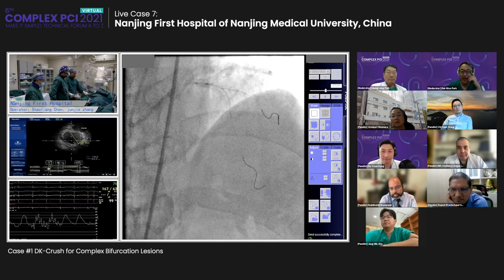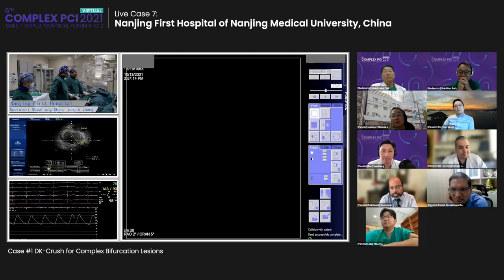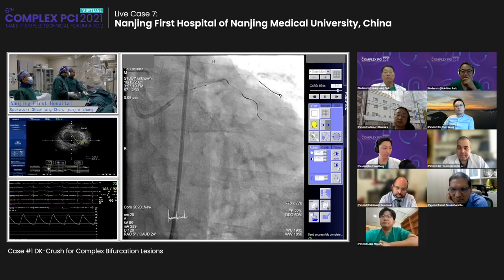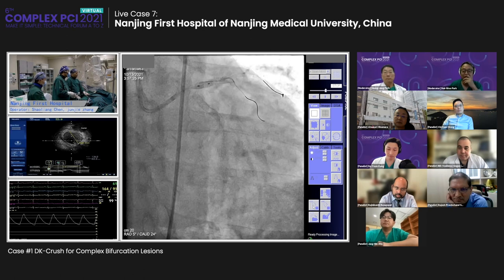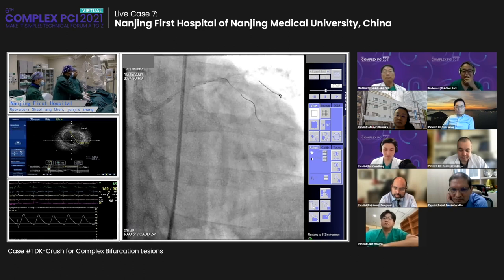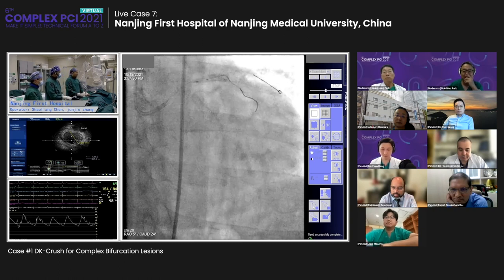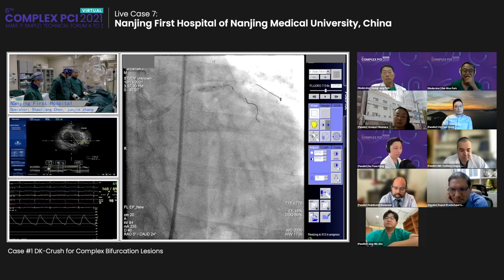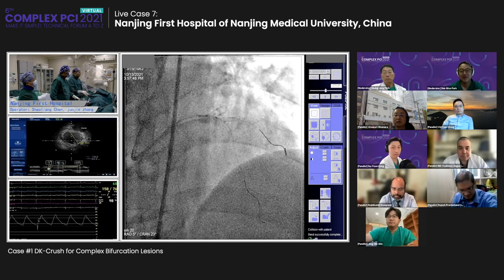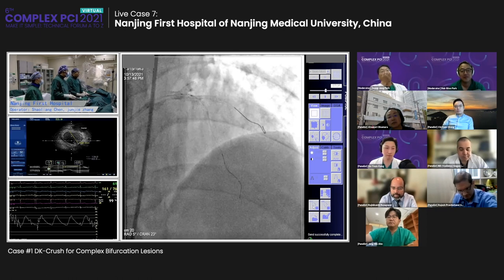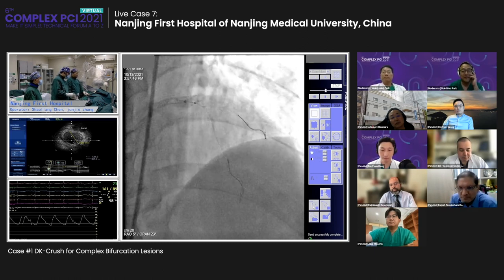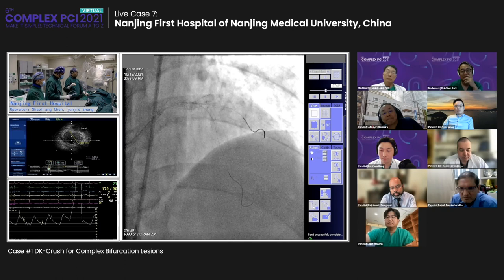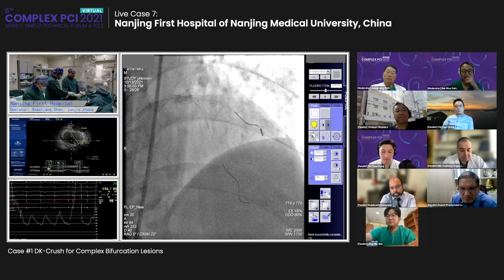Okay, this is a 4.5. Great. Inflation by 10. I think the proximal LAD is already distended, 10, 12, down. Post-dilation using the 4.5 balloon. I think it's large enough. 6, 8, 10, down. So move to AP cranial. I think the balloon is very close to the bifurcation area. Very close to the carina. Start from 6, down. So I think I finished the main steps of DK crush.